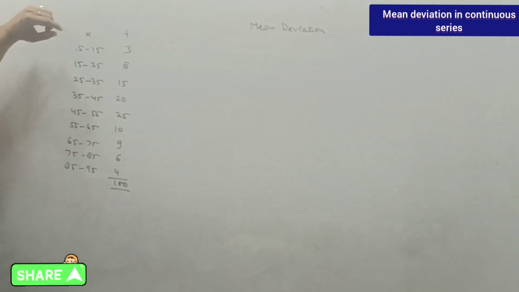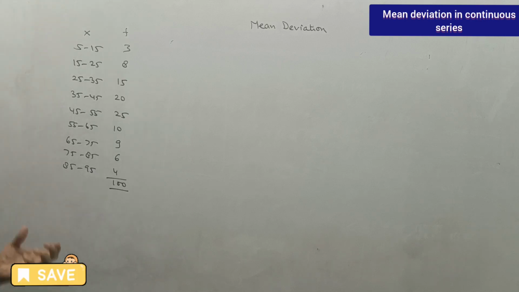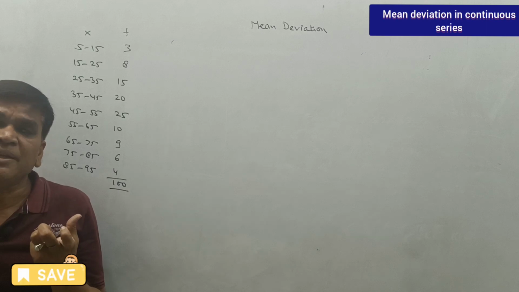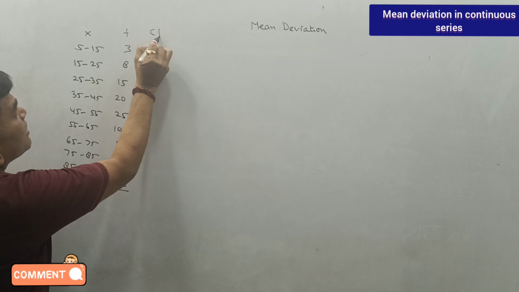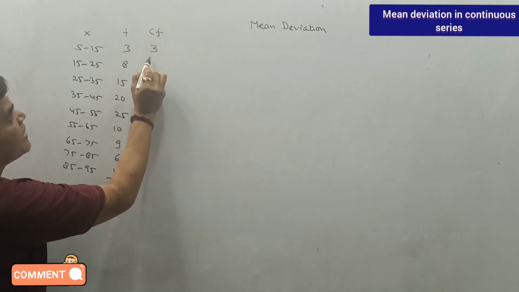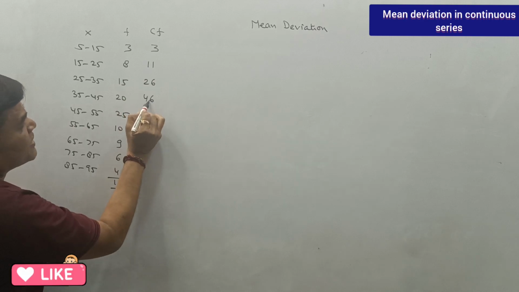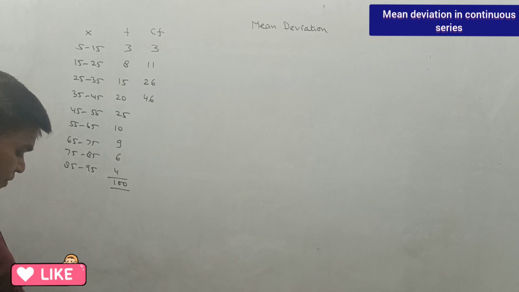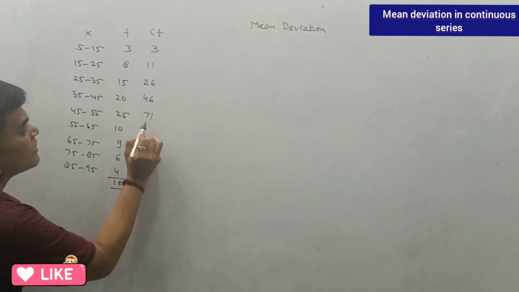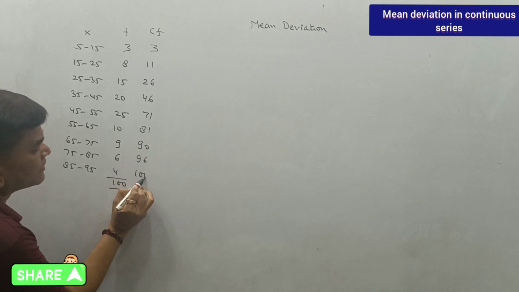Here the class intervals are 5 to 15, 15 to 25, 25 to 35, 35 to 45, 45 to 55, so the class interval size is 10. Frequency is given, so first we calculate cumulative frequency: 3, 8 and 3 is 11, 11 and 15 is 26, 26 and 20 is 46, 46 plus 25 is 71, then 10 gives 81, then 90, then 96, and then 100.